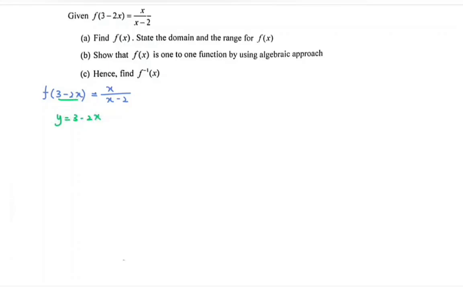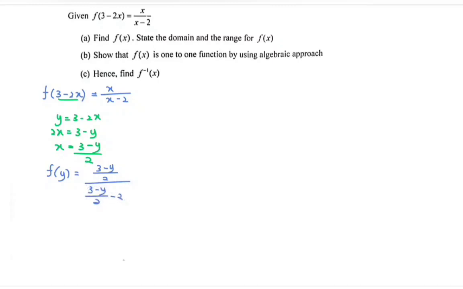Then express the x as a subject. So we have 2x equals 3 - y, x equals (3 - y) over 2. So kindly substitute the situation. So f(y) equals, now what we have to do is to change the term from x to y, because we have f(y). So kindly substitute the x, where we have (3 - y)/2 over (3 - y)/2 - 2.